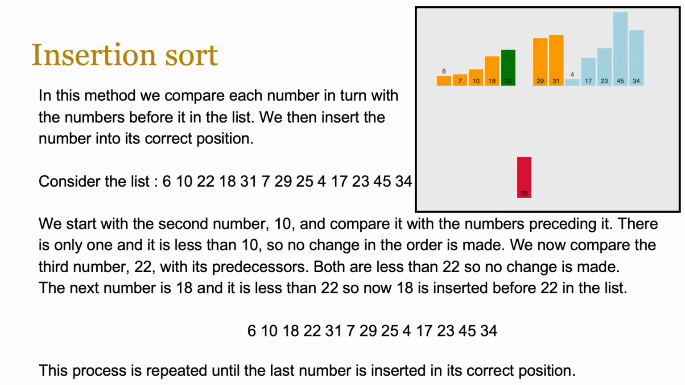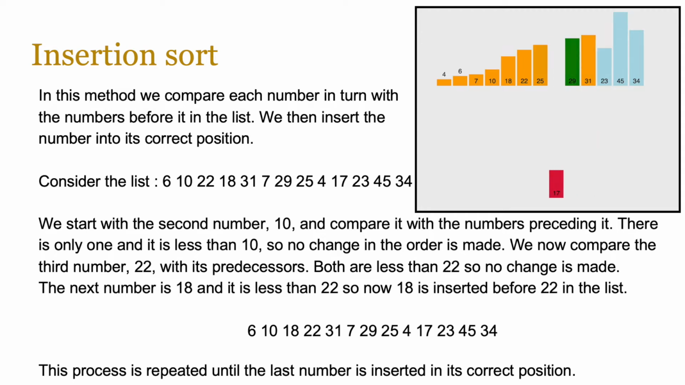So we start with the second number, 10, and compare it to all the previous numbers. Now at the moment there's only one number before it, and it's less than 10, so there's no change in the order needed. We now compare the third number with the second one, and we find that it's bigger than that, so we keep it where it is.